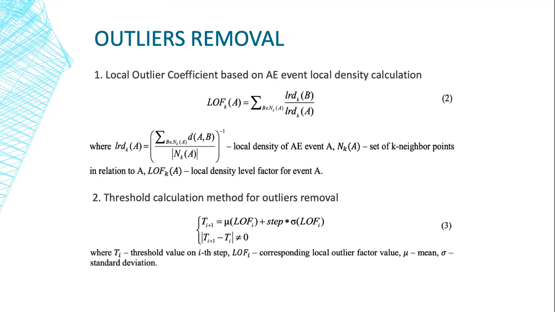The problem of outlier removal occurs when forming the training set for the defect evolution detection model. Outliers usually appear due to individual specialties of the controlled facility and also under the influence of external factors. They can lead to classification errors of the monitoring system. In current paper, we proposed the outlier removal method that is based on local outlier factor algorithm. So acoustic emission events with density level factor that exceed threshold are considered as outliers by this algorithm.